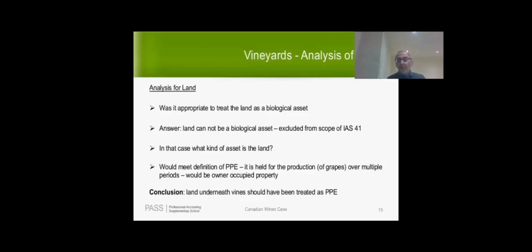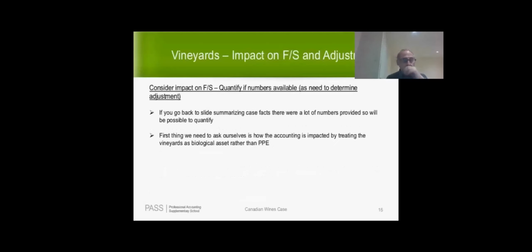But if I own land and I'm using the land to grow grapes myself, that's owner-occupied property, it's PPE. So I would have made it clear the land underneath the vines is not a biological asset, and then I would have explained what it is, PPE. Now let's take a look at the impact on the financial statements. If we have numbers, we have to quantitatively give the impact and do the adjustment.